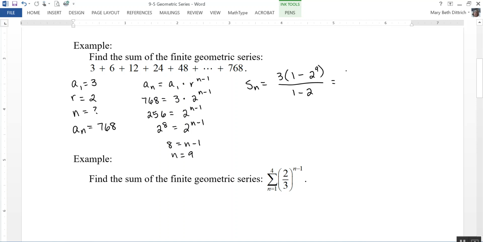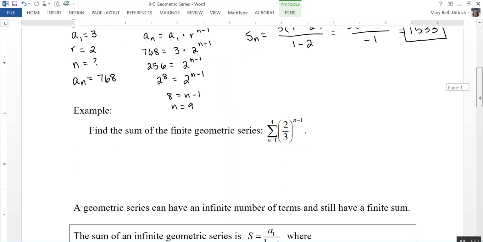That's going to give me 3 times 1 minus 512 over negative 1, which, plugging that into my calculator, gives me 1,533. So that is the sum of that finite series.